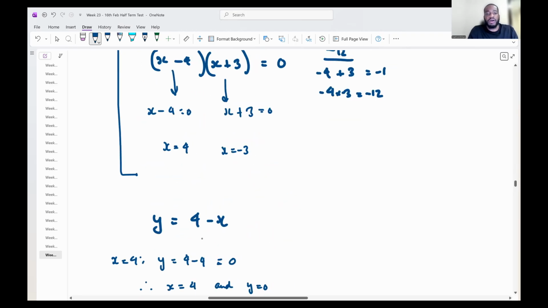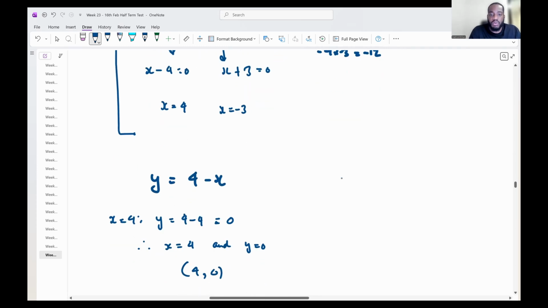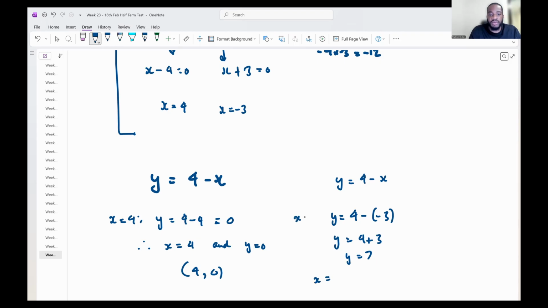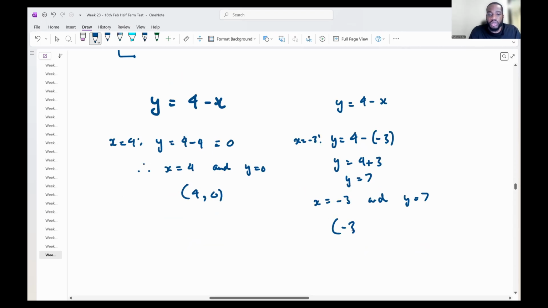And then the next part is x equals minus 3. Remember, y equals 4 minus x. So we're going to have y equals 4 minus minus 3, which is going to be 4 plus 3, which is equal to 7. So therefore, x equals minus 3 and y equals 7. So these are your two answers.